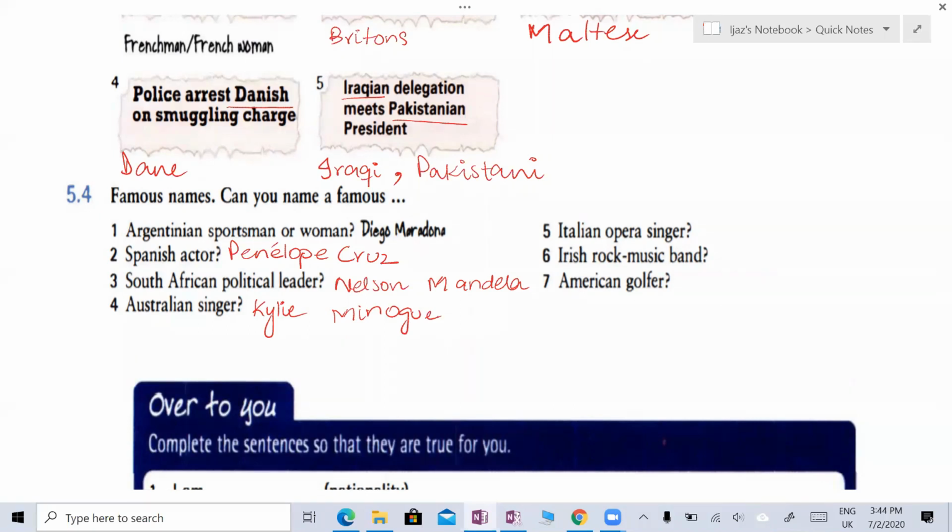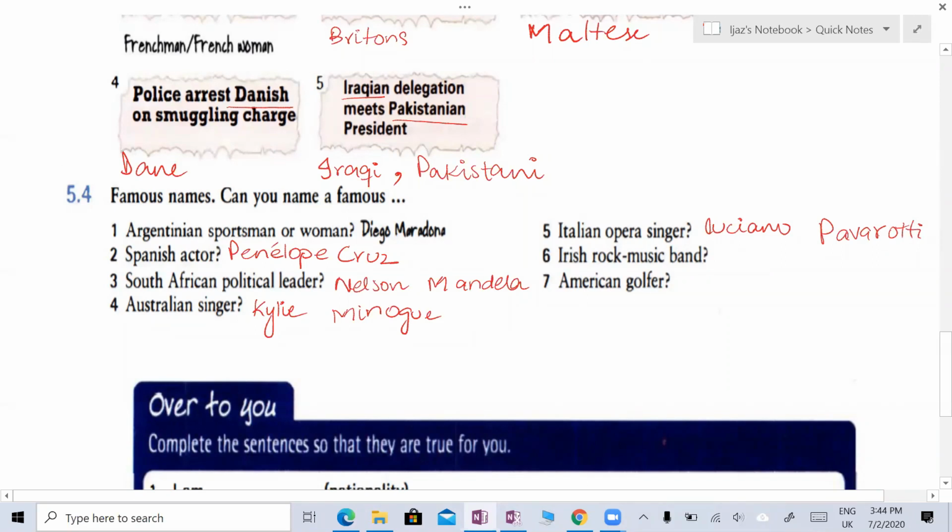Okay, next one is Italian opera singer. Okay, so you can write any opera singer if you know. You can write it here. I will just give you one example, and you can just Google it later to find out more about Italy and Italian. If they give us like Italian food, maybe we can give one example or two about Italian food. Sometimes we eat Italian food, and I'm sure you know some famous food from Italy.